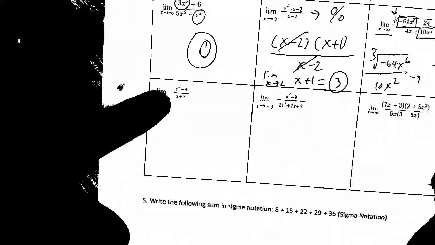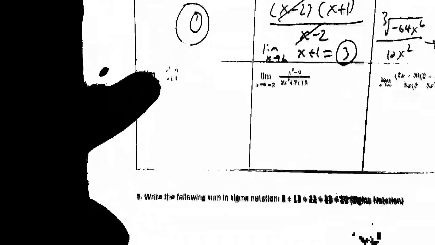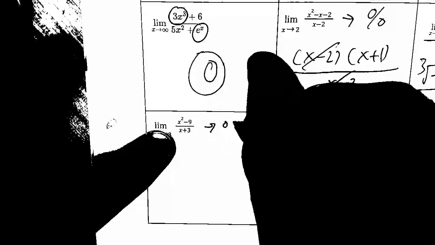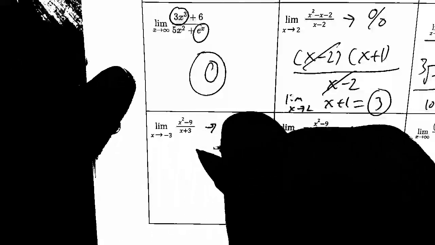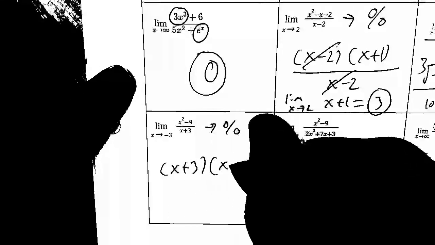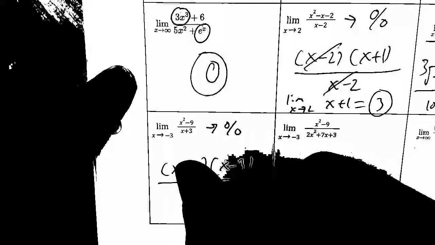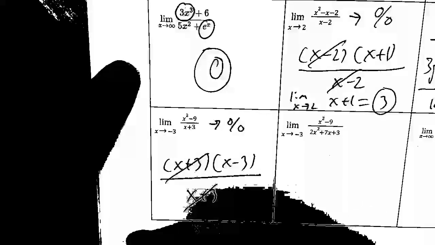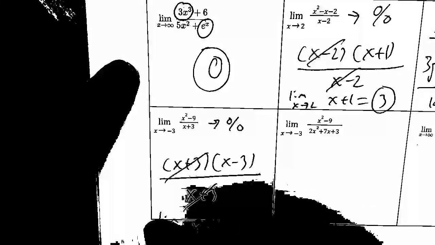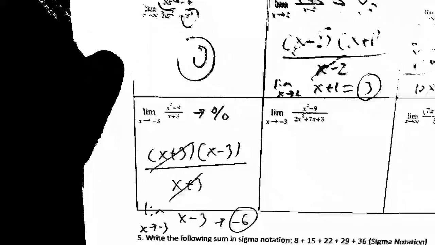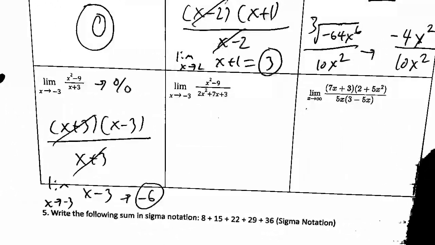Continuing on, we have another indeterminate here, right? Negative 3 squared minus 9 over negative 3 plus 3. This is going to be 0 over 0, or indeterminate. We're going to factor. We have a difference of squares on top, so it's going to be x plus 3, x minus 3. And on the bottom, we'll keep the x plus 3. These are going to cancel, so we just have x minus 3. And so the limit as x approaches negative 3, we just plug it in, and we get negative 6 as our answer.